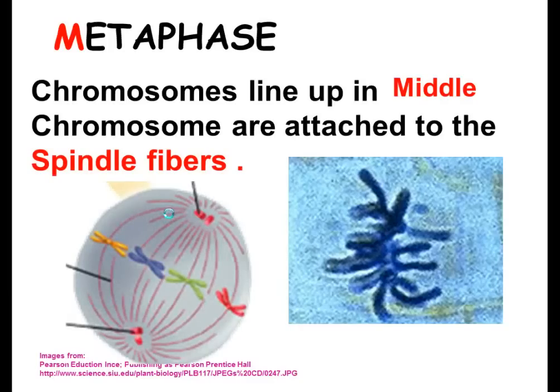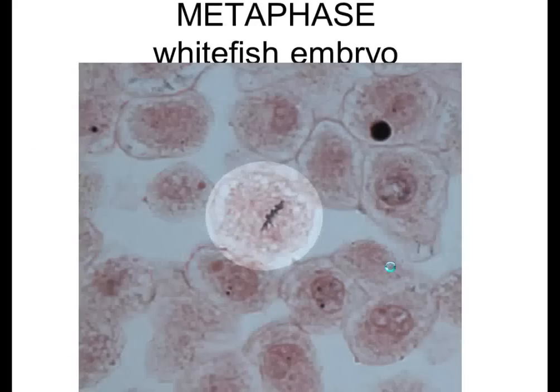Now metaphase, remember, M for middle, where chromosomes are attached to the spindle fiber, and this is what you will see under the microscope. And here's a picture of a whitefish embryo. As you can see, the chromosomes are lined up.